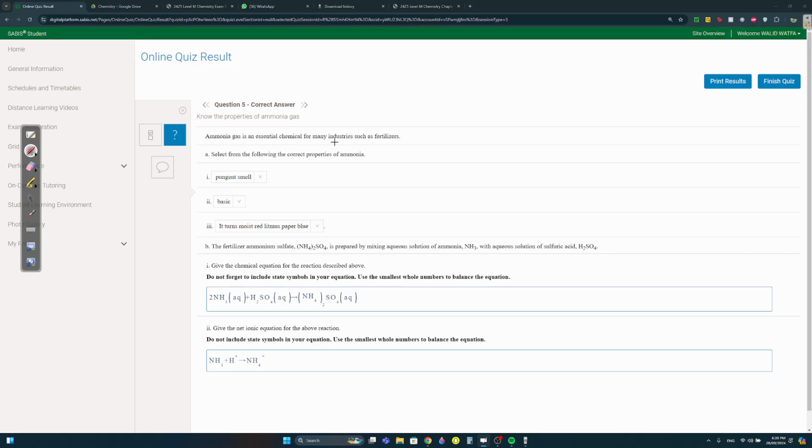Okay, 5. Select from the following the correct properties of ammonia. This was a question in the CA. Pungent smell, it's basic and it turns moist red litmus paper blue. Also, it's less dense than water.